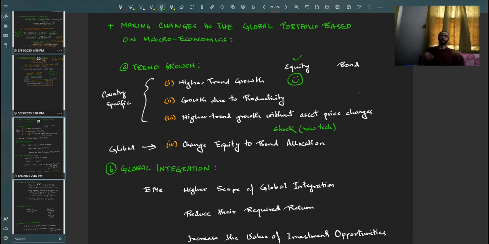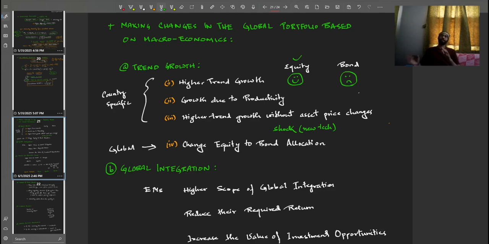Okay, so equity allocation in a country where there is an increase in trend growth is a good thing, but it is not such a good thing for the bonds. Because higher trend growth results in higher real interest rates, which in turn reduces the value of the currently yielding or the current interest paying bonds. So this is not such a good thing for the current bonds, right?